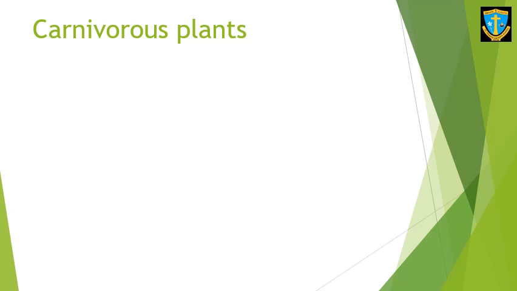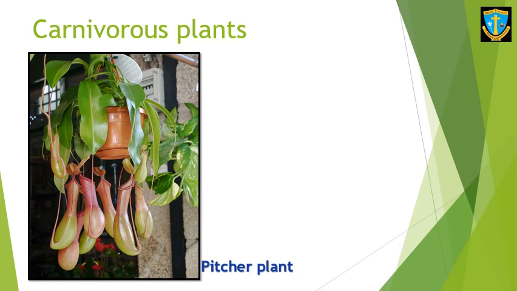Did you know there are carnivorous plants also? In our second chapter we have learned about carnivorous animals, but carnivorous plants are also there, which depend upon insects or small animals for their growth. One of them is the pitcher plant. The word pitcher means a jug shape. Okay, so this pitcher plant, the scientific name is Nepenthes.